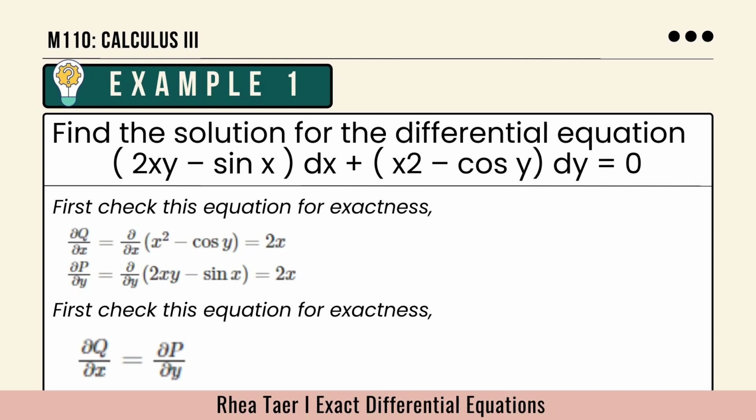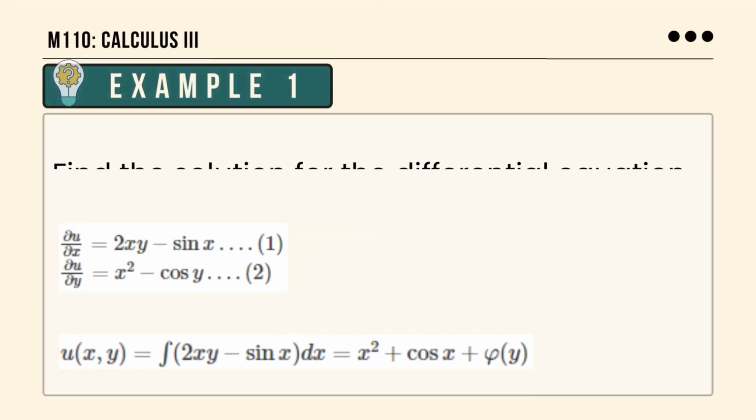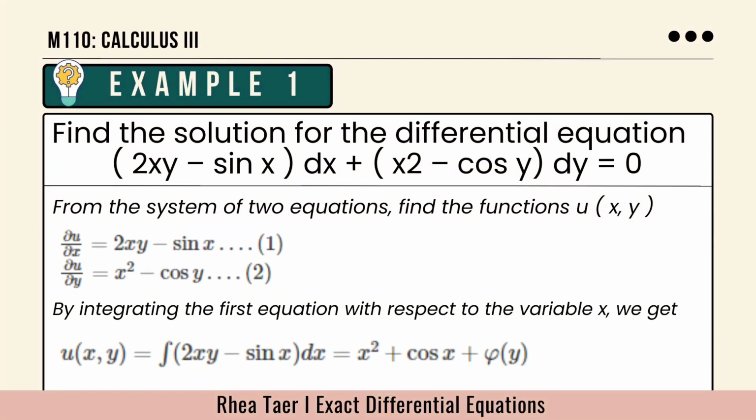So the equation satisfies the condition ∂Q/∂x equals ∂P/∂y. From the system of two equations, find the function u of x and y. Let ∂u/∂x equal 2xy minus sine x, which is our first equation, and ∂u/∂y equal x squared minus cosine y, which is our second equation.